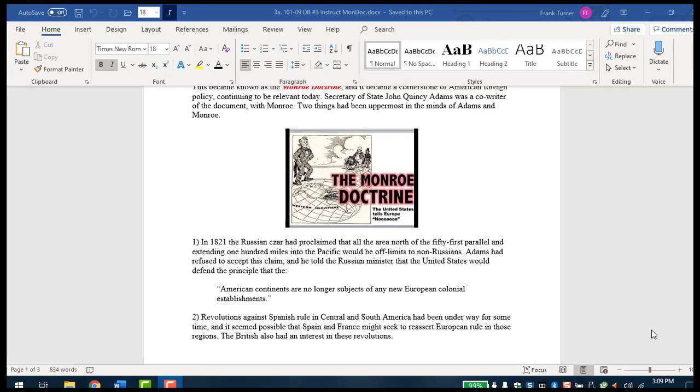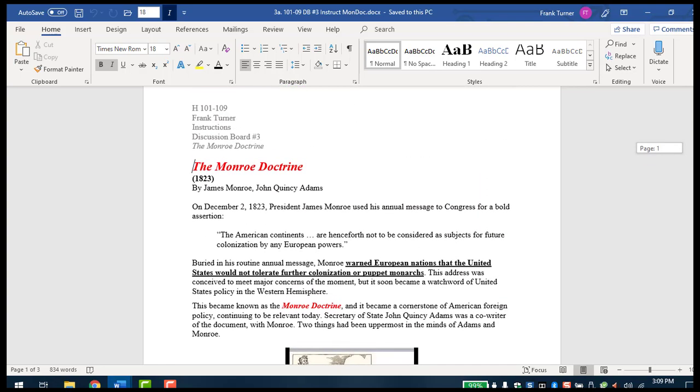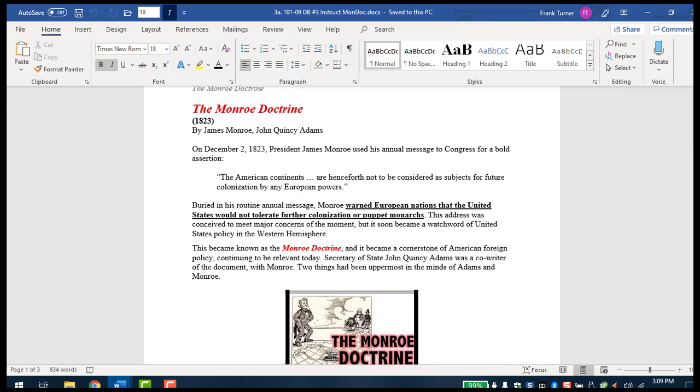This is a tutorial for discussion board number 3. You'll be reading an excerpt from the Monroe Doctrine. This is a very important aspect of American foreign policy that starts in our era and is still very relevant today, okay? These are the instructions, the Monroe Doctrine, written by James Monroe, John Quincy Adams, 1823.